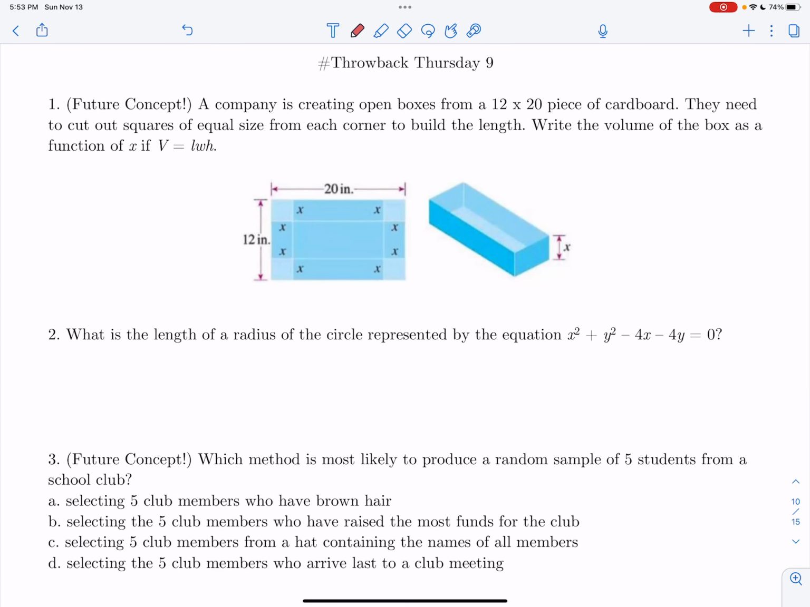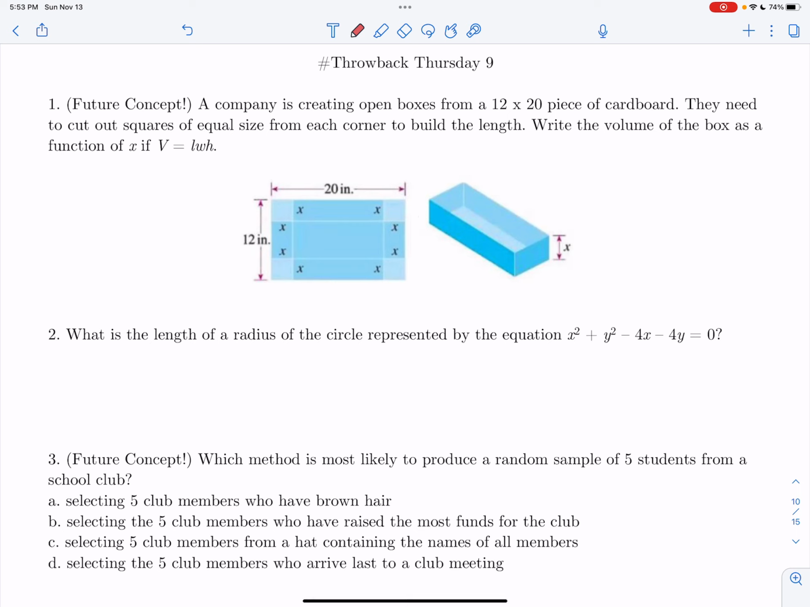Okay, here is problem set number 9. You have a feature concept, and the volume of the box is length times width times height, which is a rectangular prism. And hopefully you should have known that back in middle school. Now the question is asking you to write the volume of the box of this lovely thing right here. So you're trying to find out what's this volume.